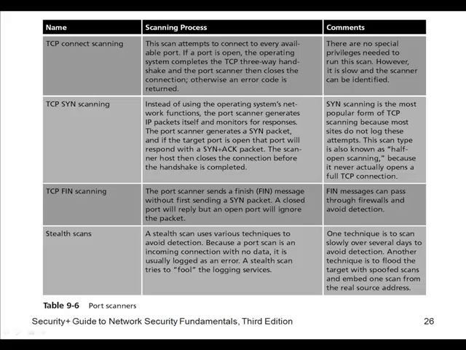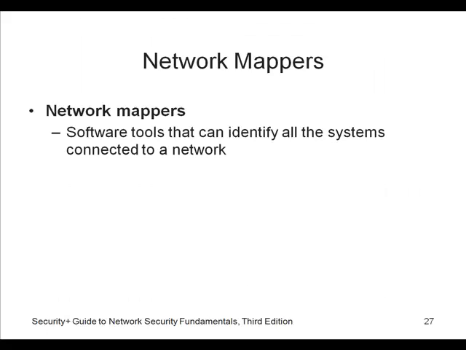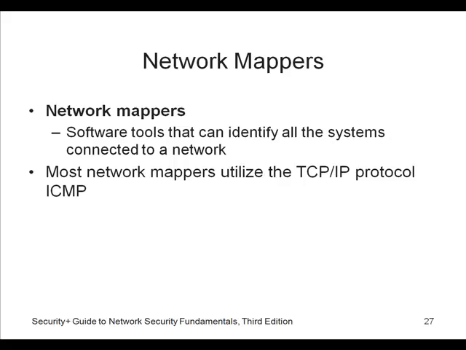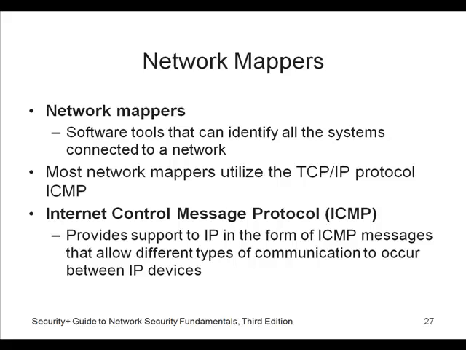So closed port stealth attacks, various techniques, because the port scan is an incoming connection with no data. It is usually logged as an error. A stealth scan tries to fool the logging services. So what do these things do? And you can kind of specify, at least in Nmap, the type of scan that you want to use. Network mappers, tools to identify all the systems connected to the network, utilize TCP/IP, ICMP protocol.